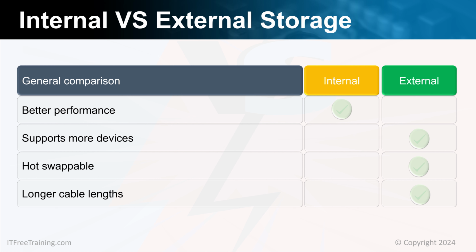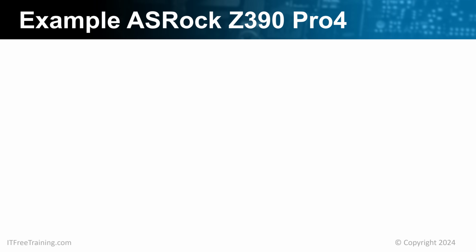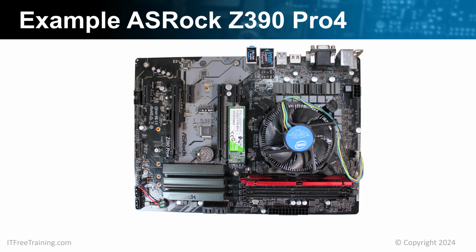You will often see internal devices being used for your faster devices and external devices for devices that need to be hot swapped. To understand some of the problems you may come across when installing internal storage, I will have a look at an ASRock Z390 Pro 4 motherboard. Nothing particularly special about this motherboard, but it does highlight some of the problems you may come across.